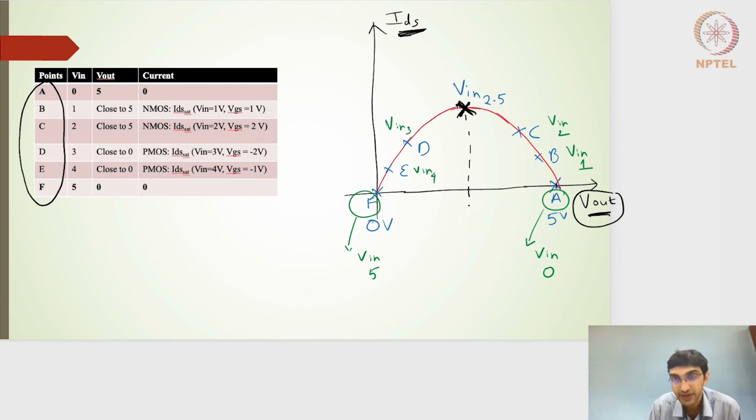Interestingly, if the betas of PMOS and NMOS are the same, which in our case we have taken to simplify things, this will be nothing but 5 volts divided by 2, so 2.5 volts. In fact, for this particular point of 2.5 volts, I'll get a series of points.